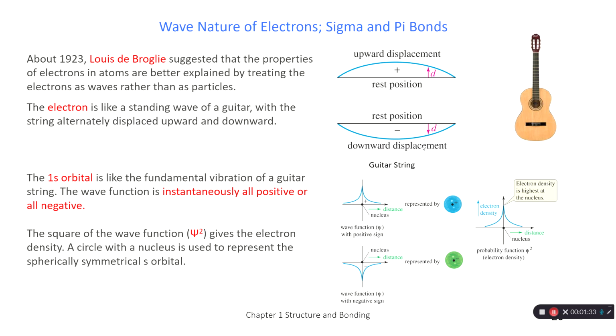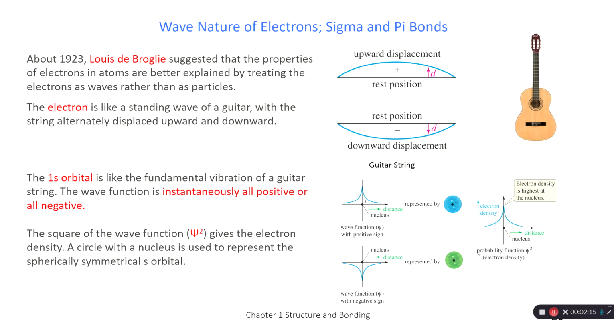Now if we apply that to the 1s orbital, and we treat it like the fundamental vibration of a guitar, you can think about the wave function of that 1s as either being at one instance positive, which is shown here, or at another instance as being a negative wave function. So it has a sign associated with that wave, just like a wave in the water has, right? One instant it's positive and another instant it's negative. And we can think about that as a spherical 1s orbital here with a positive sign, or a spherical 1s orbital with a negative sign at some other instance in time.